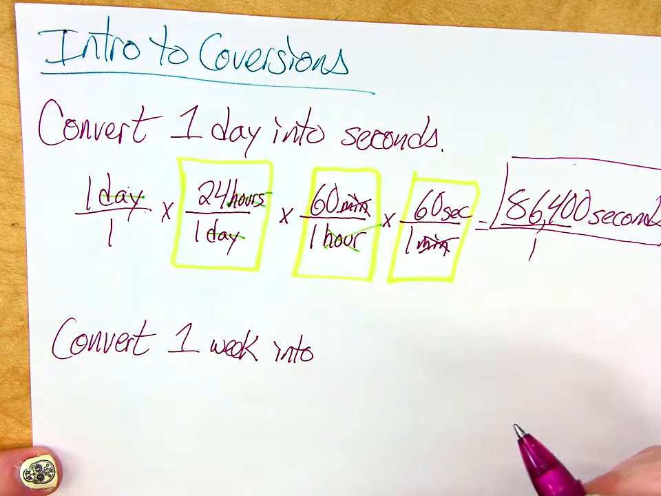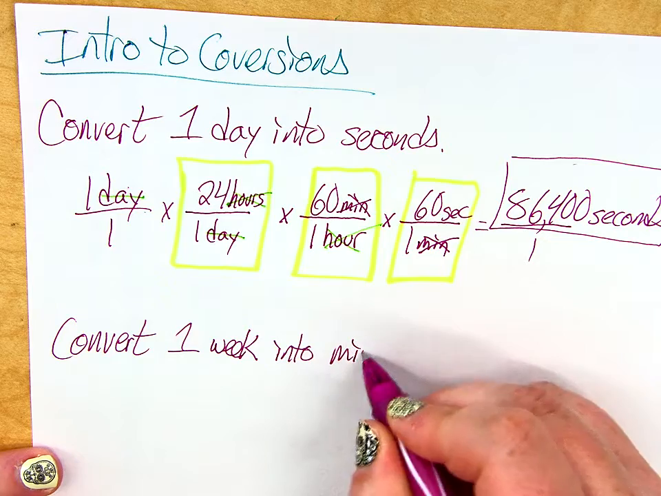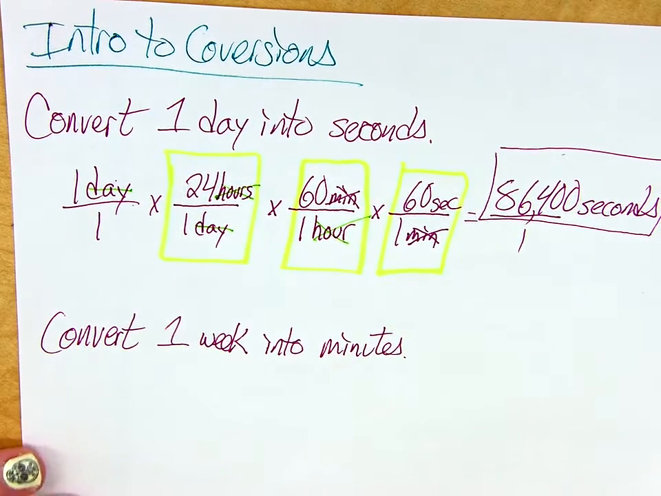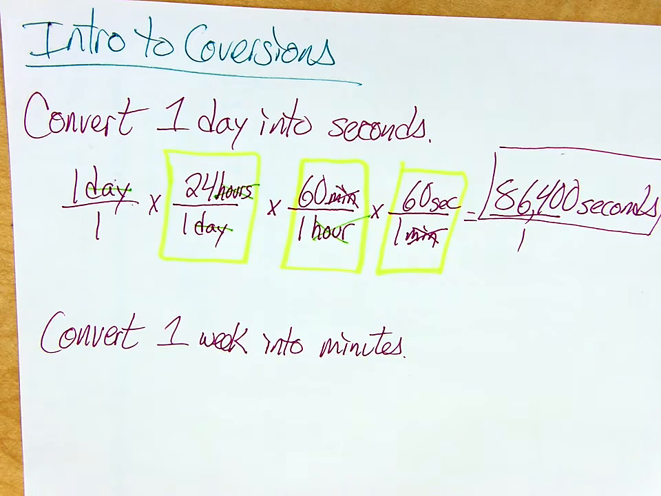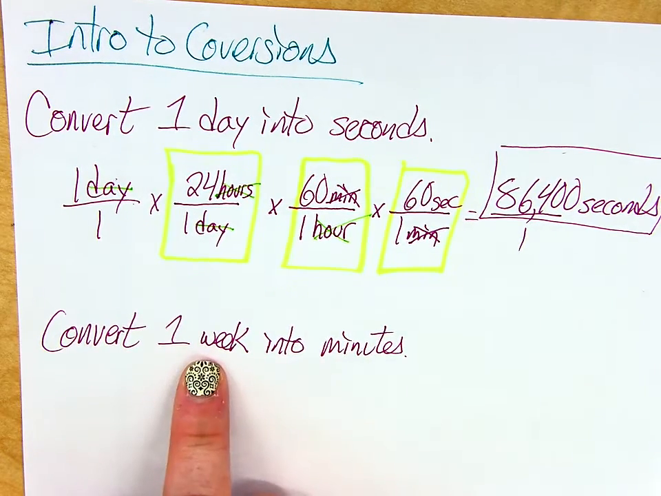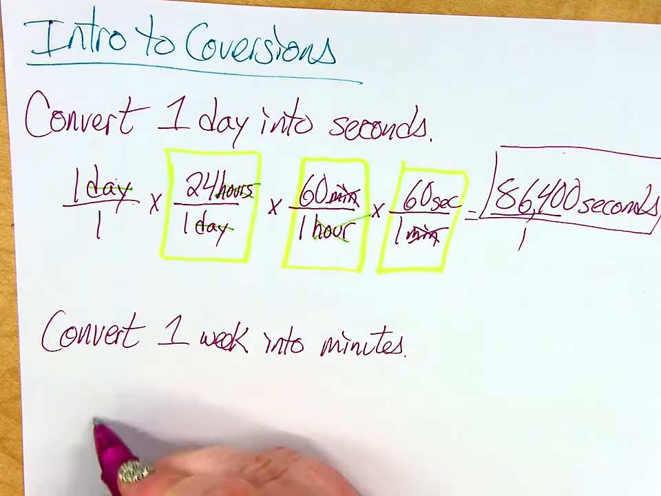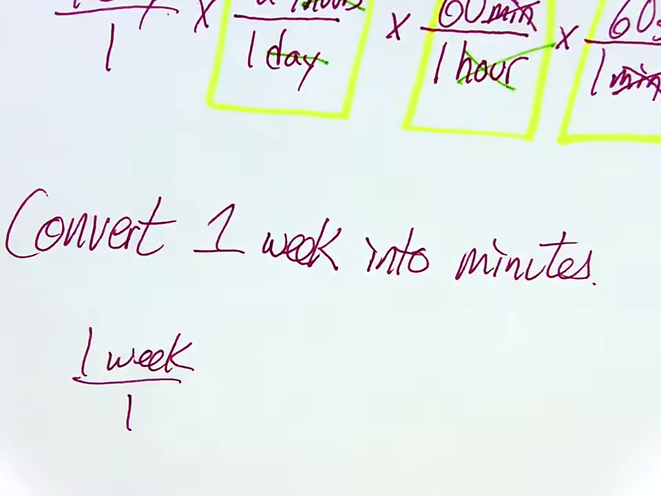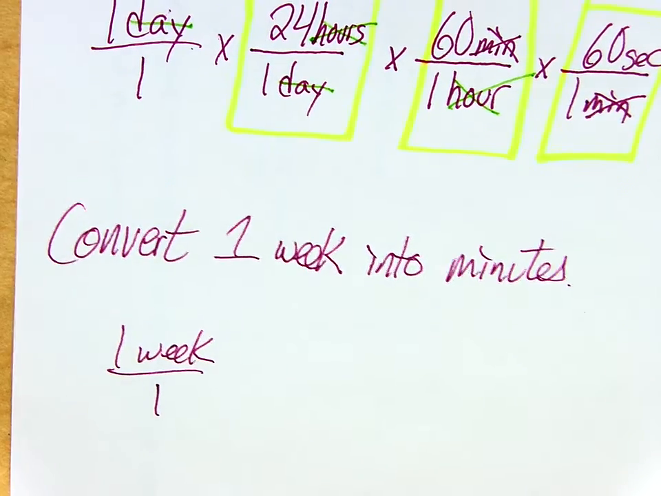Yep. Convert 1 week into minutes, we said. Okay, so what's the very first thing I do? Right, I take whatever I'm given and I put it over 1. 1 week over 1. This is one of those things, guys, that you really can't be lazy and not write the units. You have to write the units. Because how will you know what cancels out?